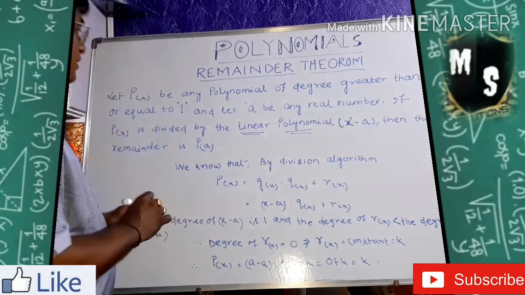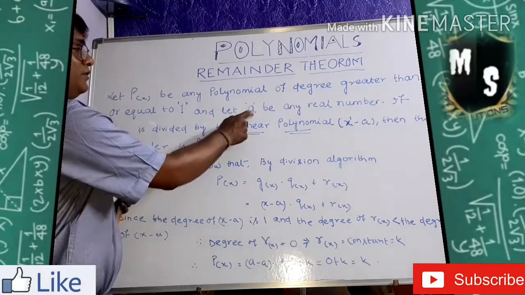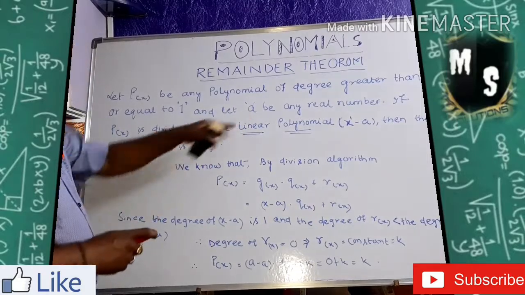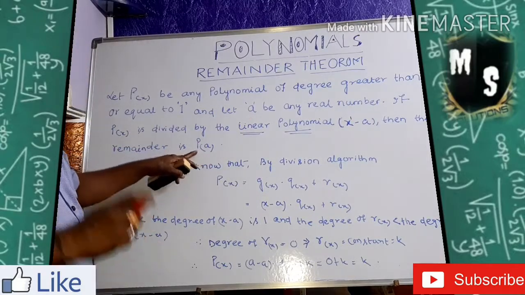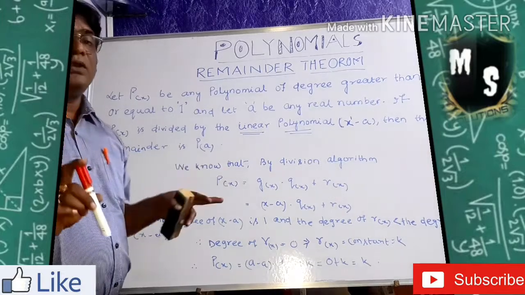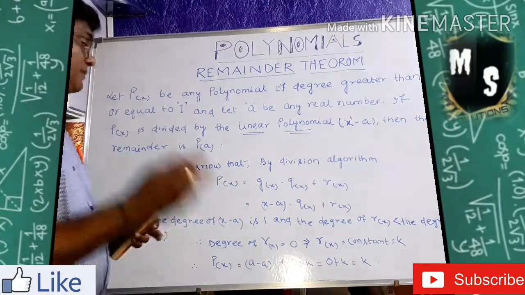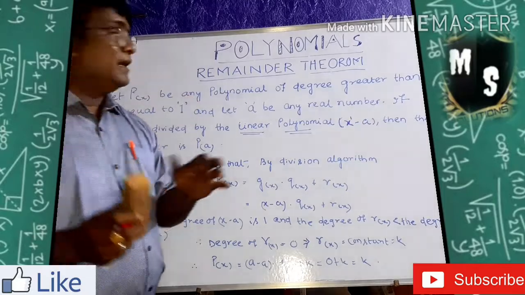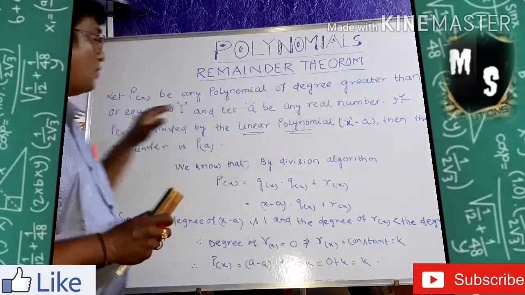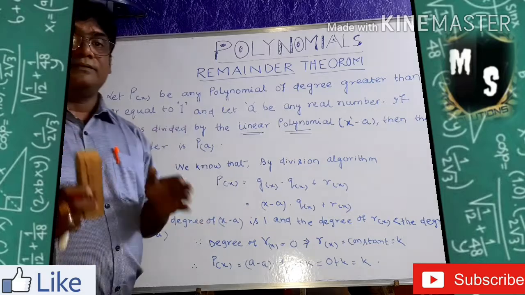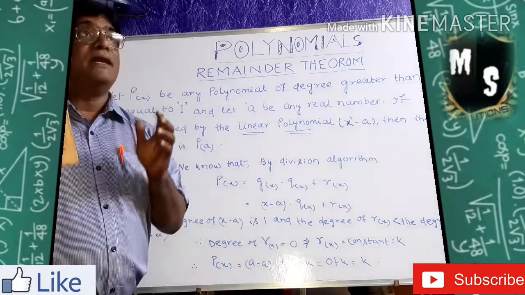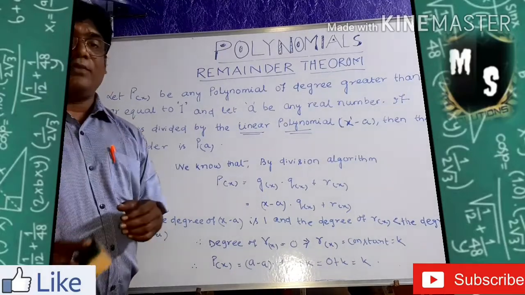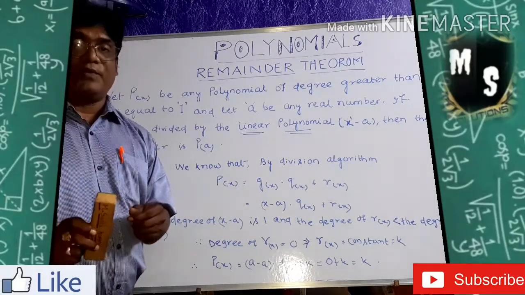Then the remainder will be the real number you will think. The remainder will be the real number. That real number you take, it will be the remainder. So again I am saying to you, if a polynomial you are taking is of degree greater than or equal to 1, the degree equal to 1 is called a linear polynomial. Greater than 1, it is called a quadratic polynomial or biquadratic polynomial or cubic polynomial.